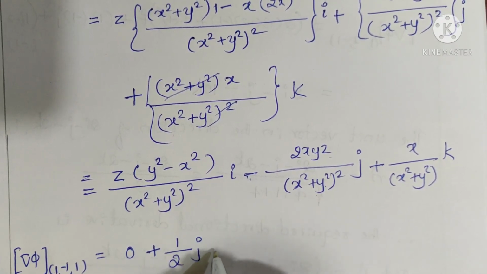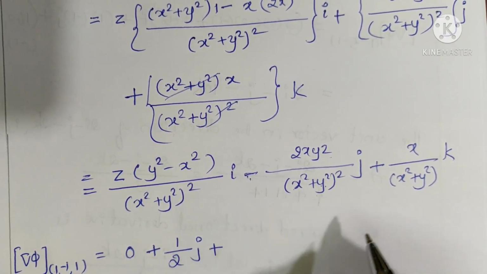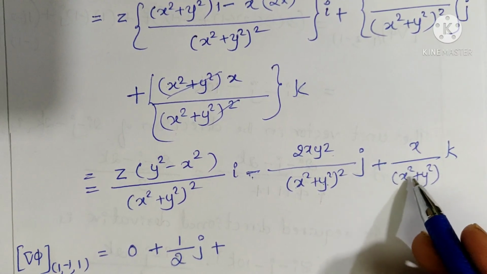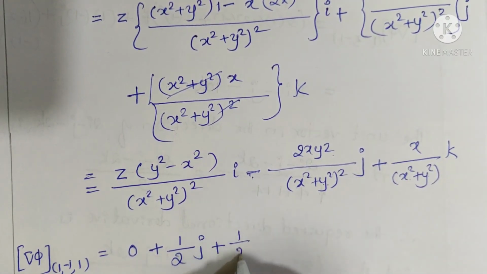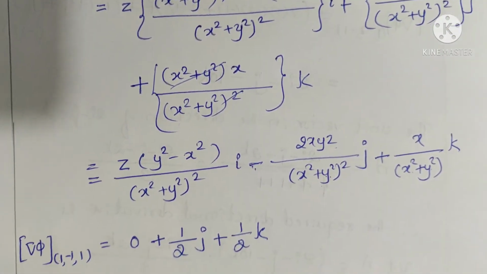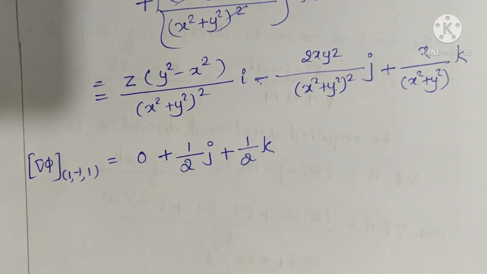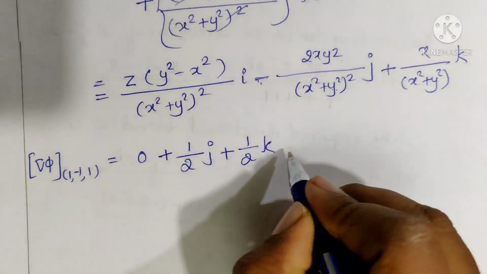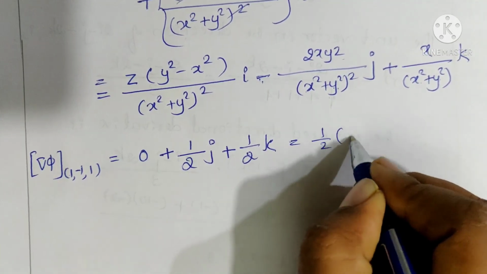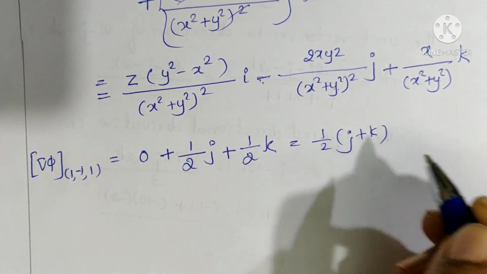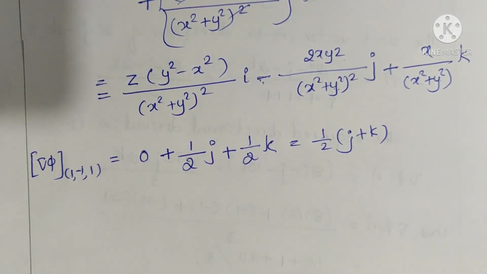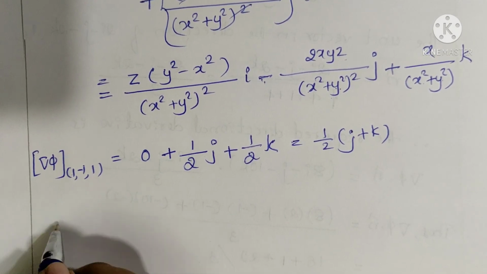And here plus 1, x is 1, divided by 1 plus 1, 1 by 2 k. This is nothing but 1 by 2 common, j plus k. This is del phi. Now the unit vector normal.